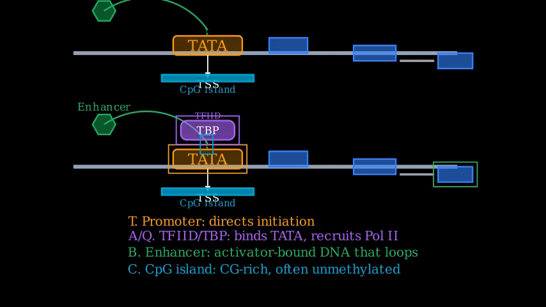T promoter, a DNA region upstream of the transcription start site that directs initiation. A and Q, TFIID. Its TATA binding protein recognizes the TATA box, recruiting RNA polymerase II. B enhancer, a cis element that boosts promoter activity through looping. C CpG island, a CG-rich region usually unmethylated at active promoters.